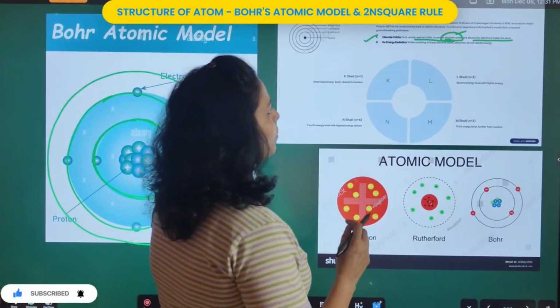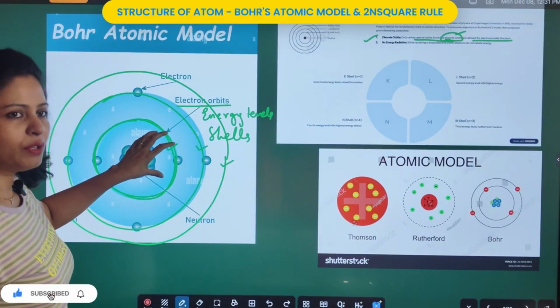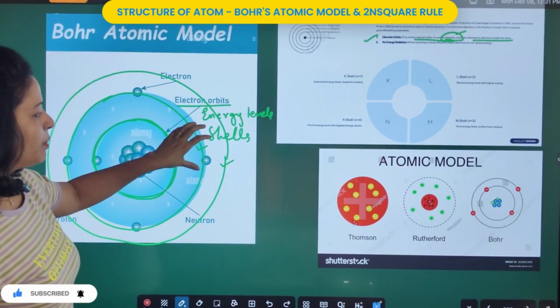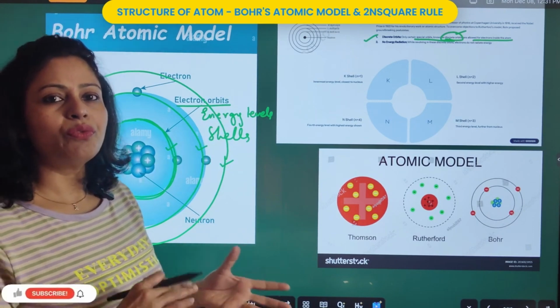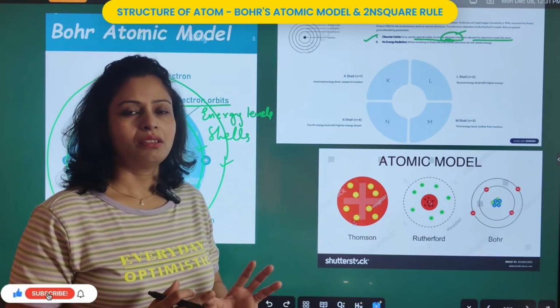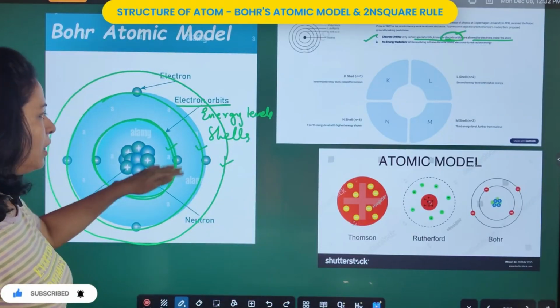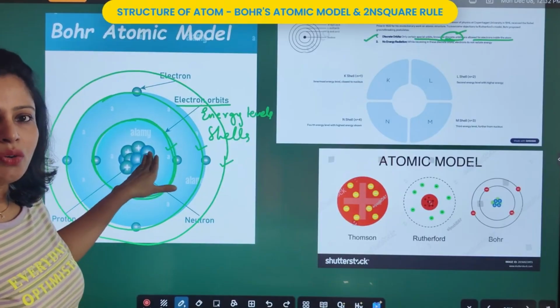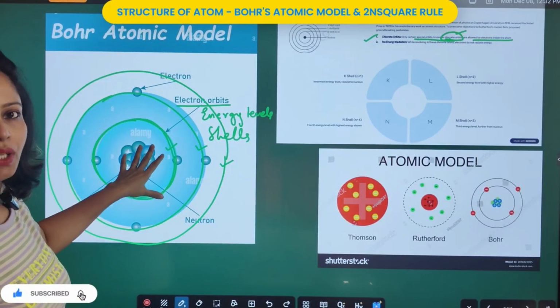So he said that only certain special orbits are allowed. Some electrons will be present in the first orbit, some electrons in the second orbit, some electrons in the third orbit, and they will not shift from that energy level. They will be orbiting the nucleus in that orbit only, revolving in that orbit only.